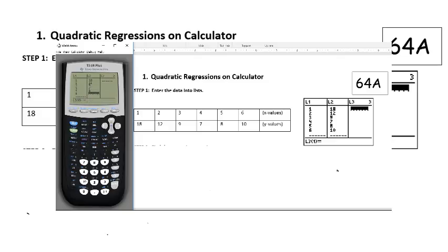8, 10. As you can see, as the X values are increasing 1 through 6, the Y values are decreasing and then increasing, which is an indication of a parabola. That's why we know that we are dealing with a quadratic regression.